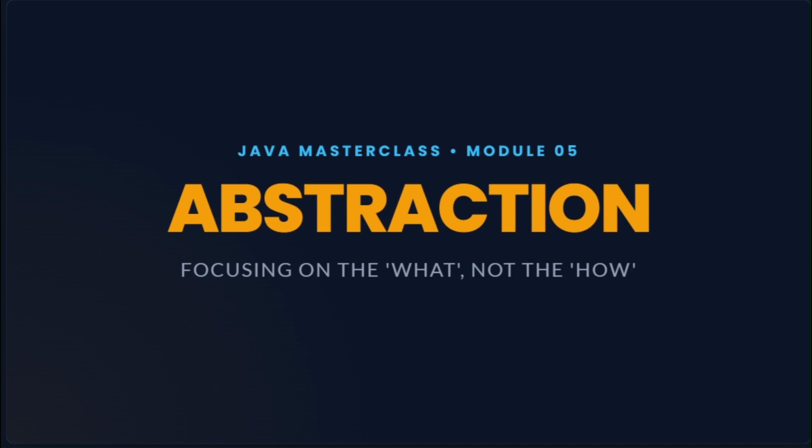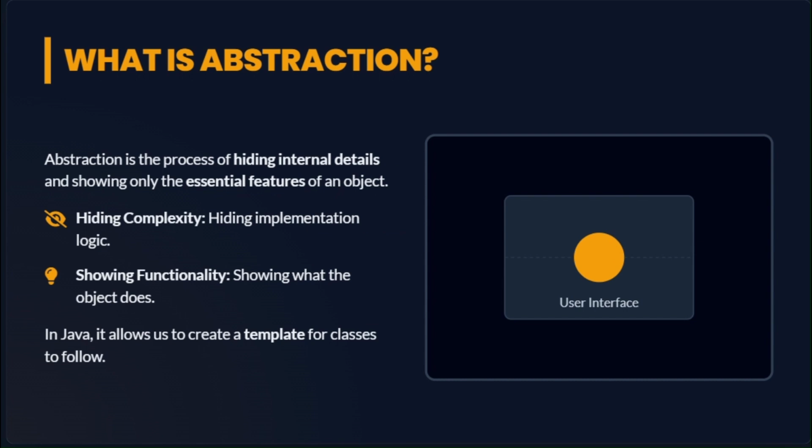Let's get started. In simple terms, abstraction is the process of hiding internal messy details and showing only essential features. Think of it as focusing on what instead of how. When you use a microwave, you focus on what button to press to heat your food. You don't care about how the magnetron generates radio waves. In programming, we want to provide a clean user interface for other developers, hiding all the complex implementation logic behind the scene.